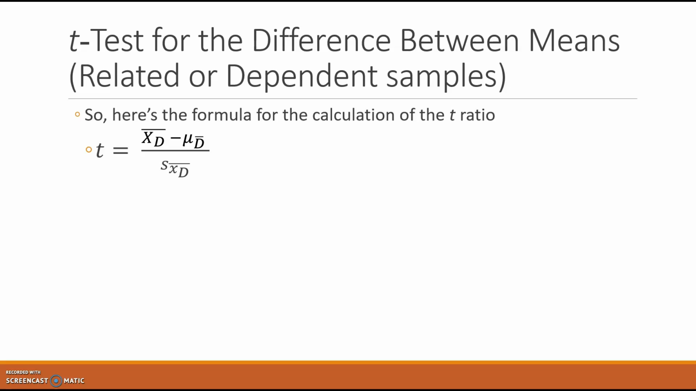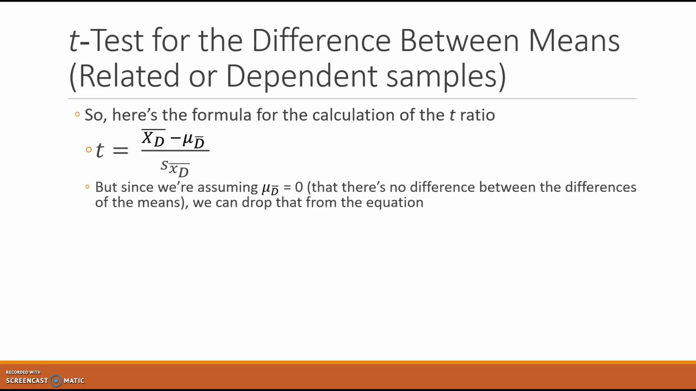And like I said, it sounds a lot more complicated than it is. And the nice thing is, remember I was telling you that we're assuming that the difference between the means is 0 because there's no difference? We can ignore that. This is the actual equation that you're using: x bar sub d divided by s sub x bar sub d. So the mean of the differences divided by the standard error of the differences. That's it.